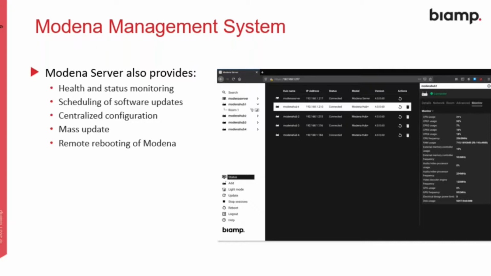From here, by connecting to the same interface that we just saw when creating the room, you can check the health and status of all the units that are in the network. You can schedule software and firmware updates, and you have a place for centralized configuration. And also you can push updates to all the units, for example, or units of a certain floor in the company. Maybe you want to customize all the units with the company colors and the company logo. You can do that from here directly. And reboot the Modena units remotely as needed.